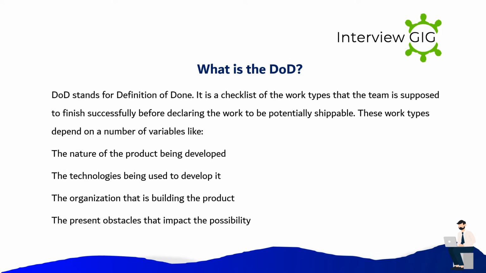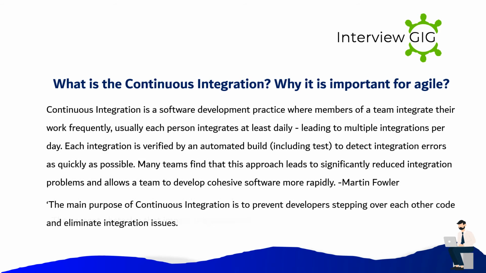What is the DoD? DoD stands for Definition of Done. It is a checklist of the work types that the team is supposed to finish successfully before declaring the work to be potentially shippable. These work types depend on a number of variables like the nature of the product being developed, the technologies being used to develop it, the organization that is building the product, and the present obstacles that impact the possibility.